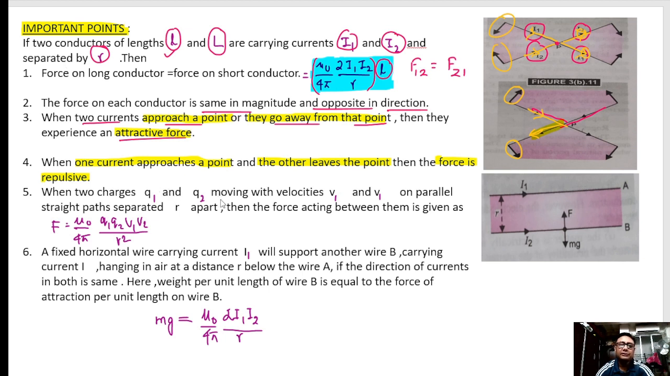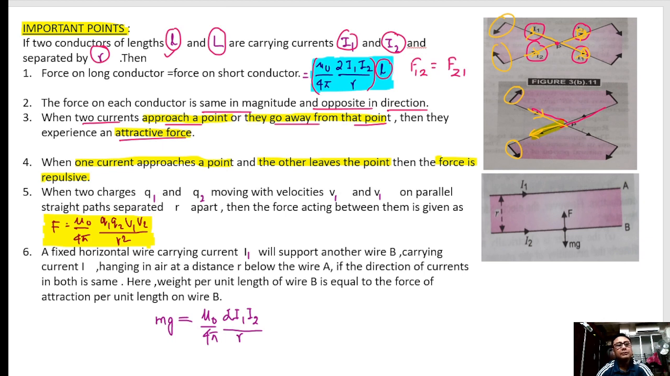When two charges Q1 and Q2 are moving with velocities V1 and V2, please remember, this is a formula which you should remember. Now instead of the current we have taken charges. Suppose in the two wires the charges moving are Q1 and Q2 with velocities V1 and V2. So this is the formula between the two wires. Instead of the current formula, we will use Q1, Q2, V1, V2.